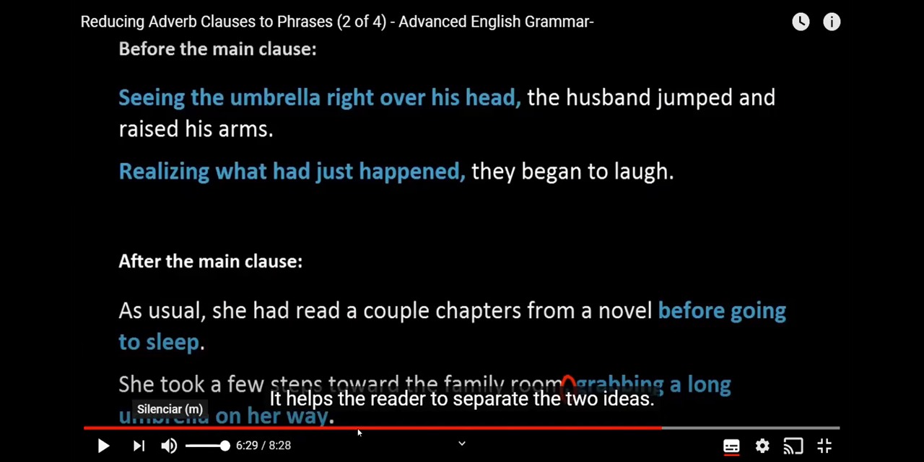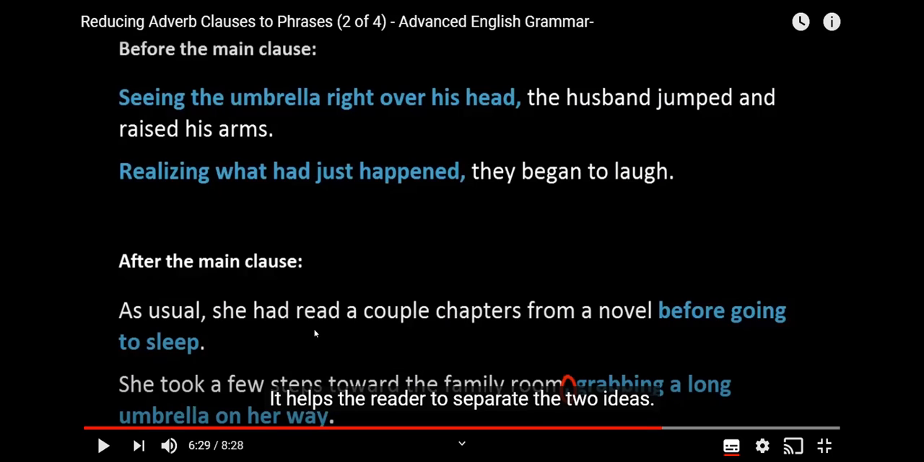When I write it at first, you can write the comma. Yes, of course you can, but with a capital G: "Grabbing a long umbrella on her way, she took a few steps toward the family room." Or like here, with a capital B: "Before going to sleep, as usual, she had read a couple chapters from a novel." Is that clear? Teacher, in this example, if we put a comma, is it okay or is it wrong?